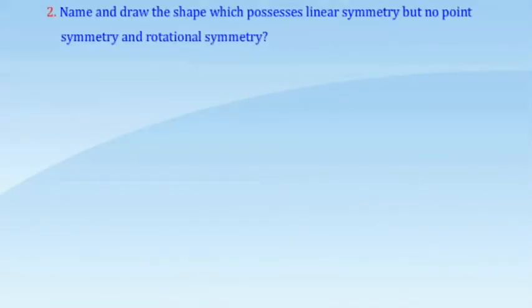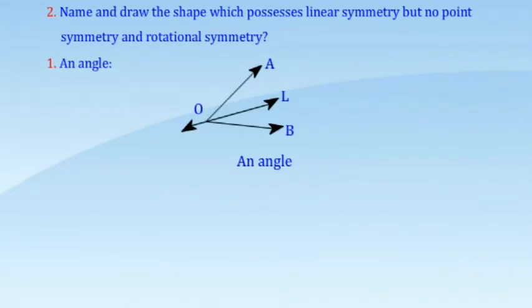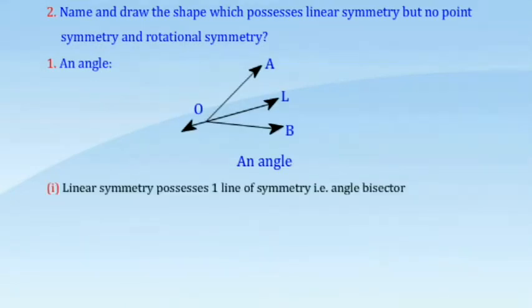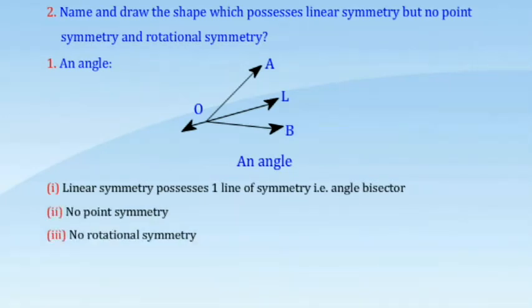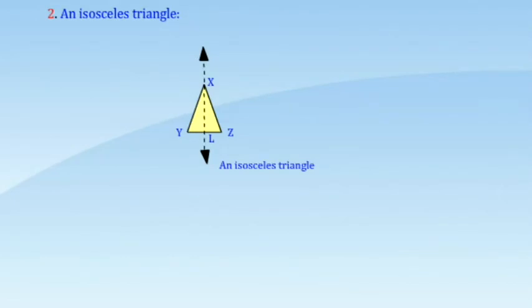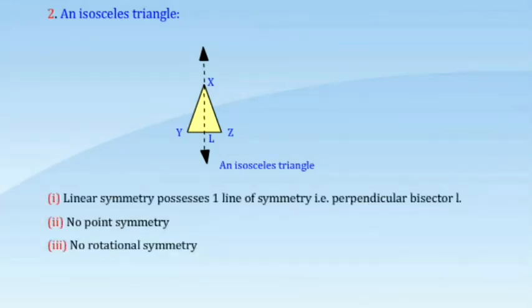Name and draw the shape which possesses linear symmetry, but no point symmetry and rotational symmetry. An angle. Linear symmetry possesses one line of symmetry, that is, angle bisector. No point symmetry. No rotational symmetry. An isosceles triangle. Linear symmetry possesses one line of symmetry, that is, perpendicular bisector L. No point symmetry. No rotational symmetry.